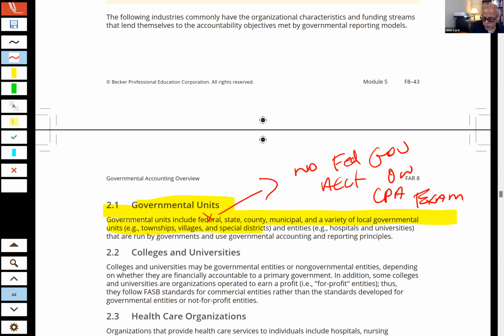Okay, the standards that the federal government uses to put their financial statements together are highly specialized. They come from standards promulgated by the Federal Accounting Standards Advisory Board, the FASAB. Those are not tested on the CPA exam. It's state and local governments only. State and local governments only that are tested.